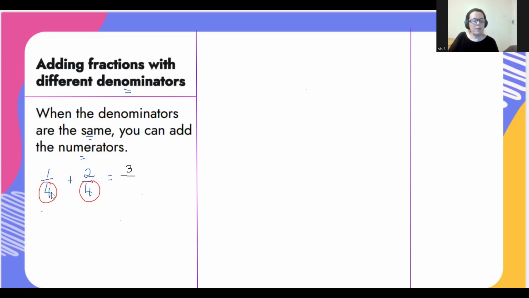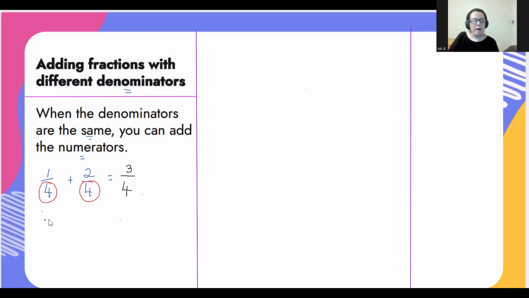I do not add my denominators. Or if it was subtraction, I wouldn't subtract my denominators. The denominator stays the same. So 1/4 plus 2/4 equals 3/4.